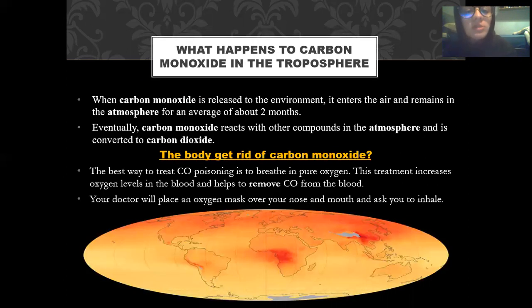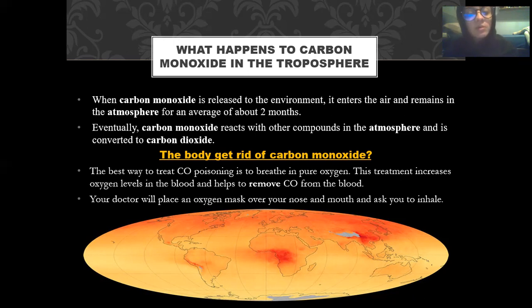What happens to carbon monoxide in the troposphere? When carbon monoxide is released to the environment, it enters the air and remains in the atmosphere for an average of about 2 months. This is very informative. Eventually, carbon monoxide reacts with other compounds in the atmosphere and is converted to carbon dioxide.